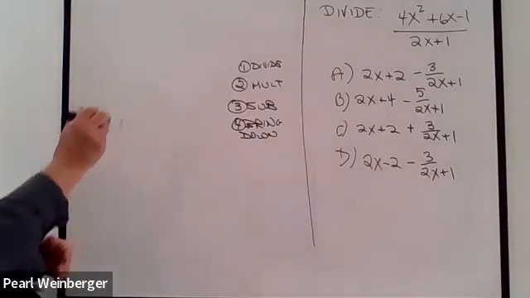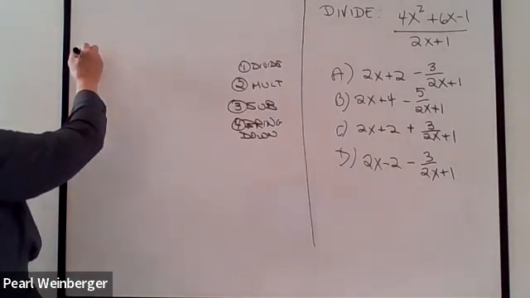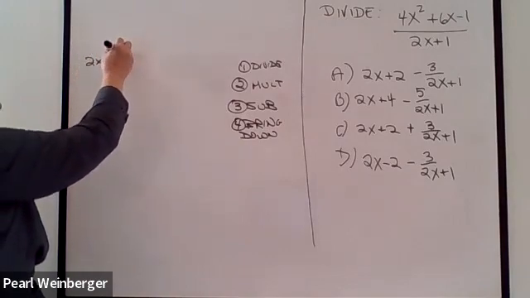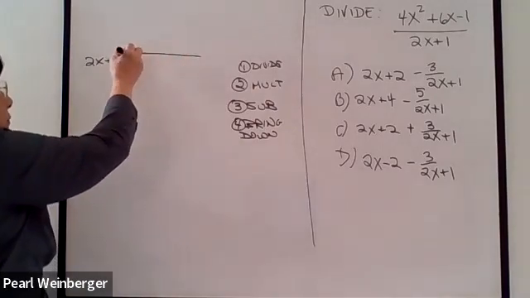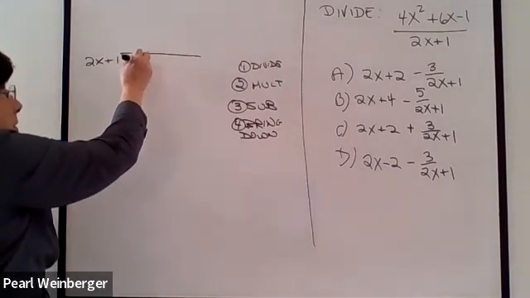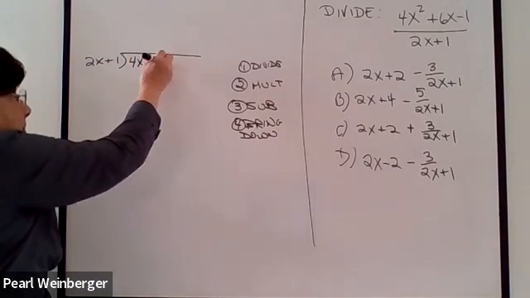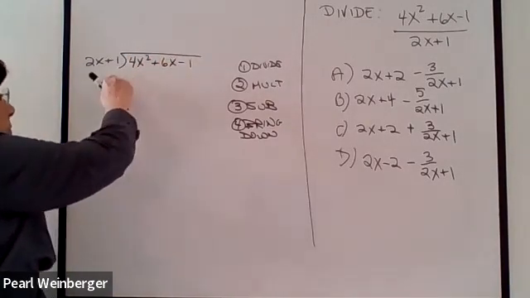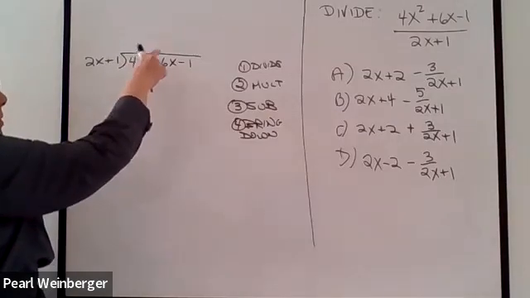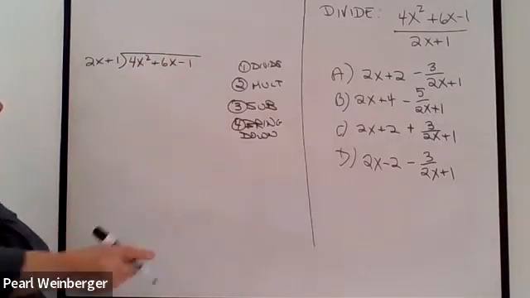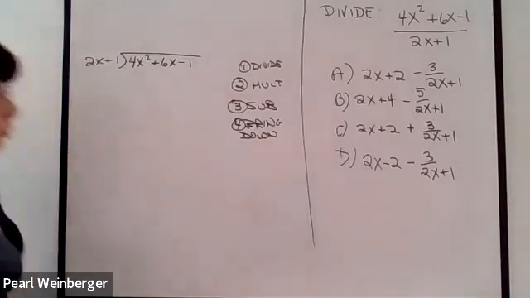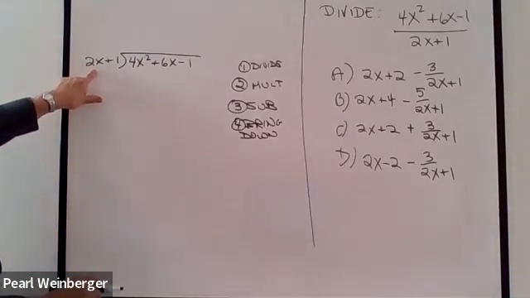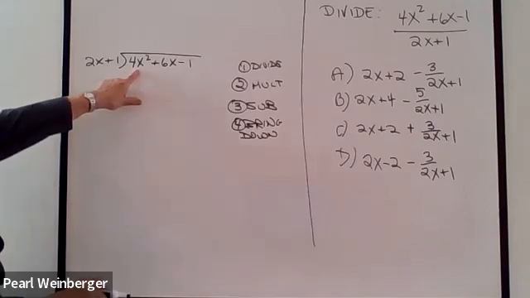Okay. So I'm going to rewrite this as 2x plus 1 on the outside, and on the inside, I have 4x squared plus 6x minus 1. Notice I checked. This is in descending order, starting with an x squared. The next thing is a number. So everything's in order.